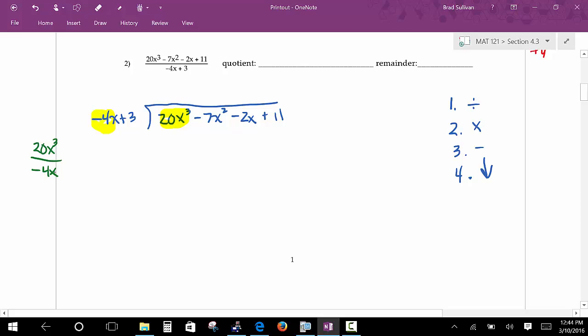Negative 5x to the second, right? Okay, so you're going to record that: that is negative 5x to the second. Okay, like that. So that's step 1. Step 1's complete.